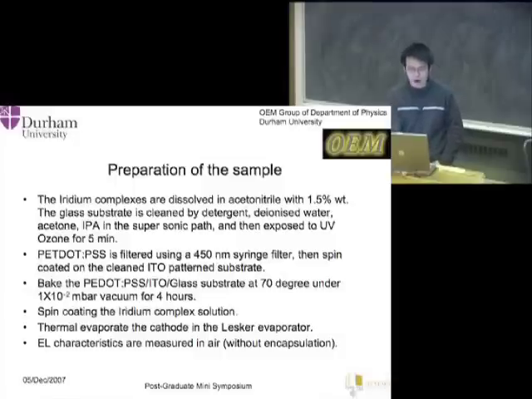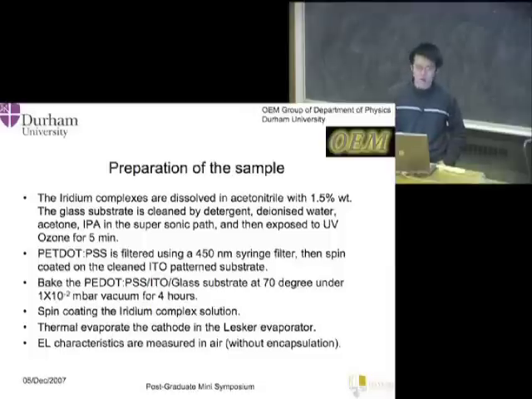Then it is baked for 4 hours in a vacuum of 10 to the -2 mbar. This is to remove all the water in the PEDOT, because water is very bad for OLED devices. Then we spin coat the iridium complex on the PEDOT layer, and finally we put the whole thing in the small molecule evaporator and make the cathode. All the EL characteristics are measured in air, and we still don't have a good way to encapsulate it. So everything is open in air for now, which is quite sad.